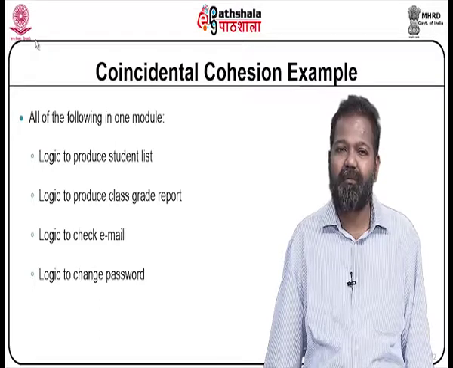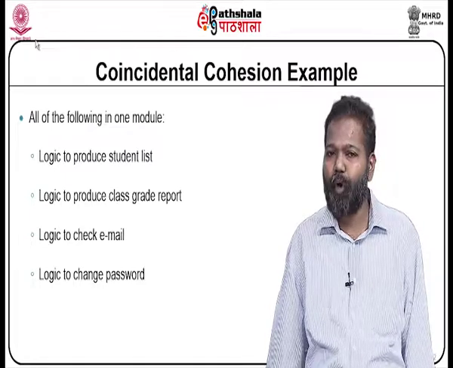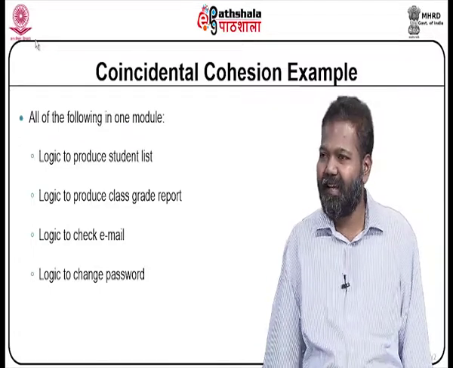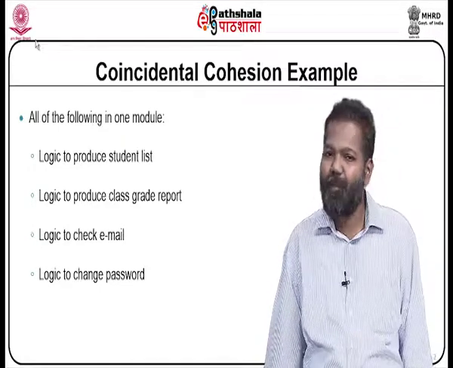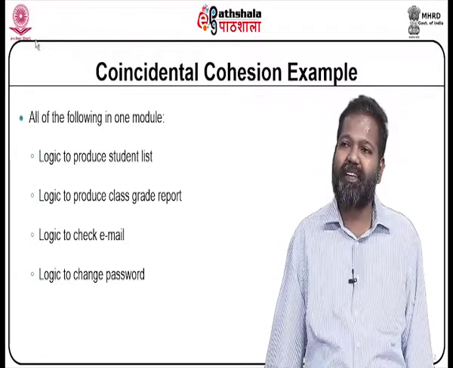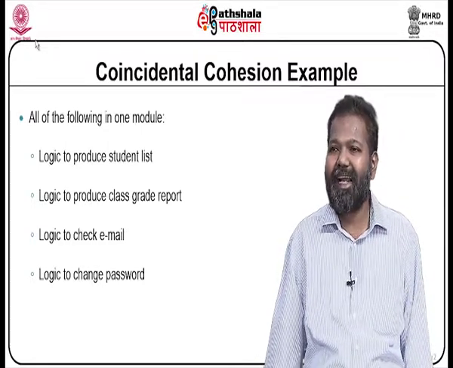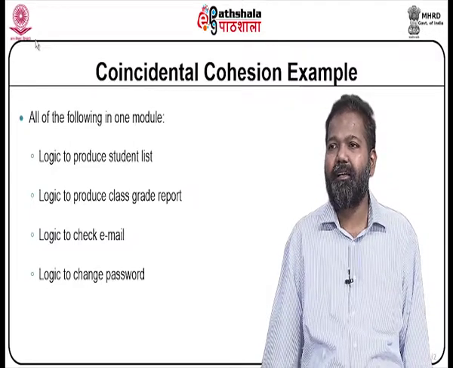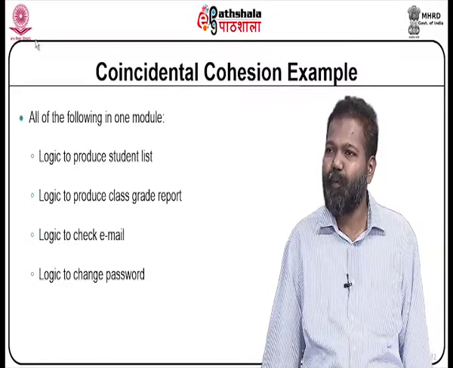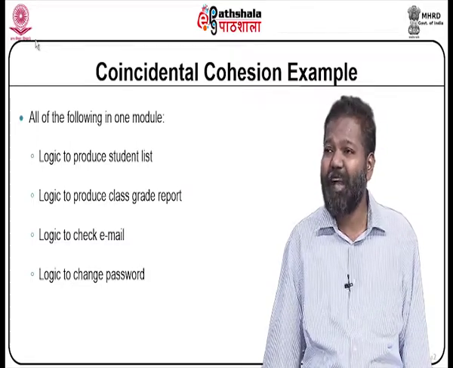Example for coincidental cohesion: all of the following in one module: logic to produce student list, logic to produce class grade report, logic to check email, logic to change password. That is what I said. A module is said to have coincidental cohesion if it performs multiple unrelated tasks. When I stated the characteristics of a module itself, I said a module has an input, process, and output. A module must perform a well defined task.